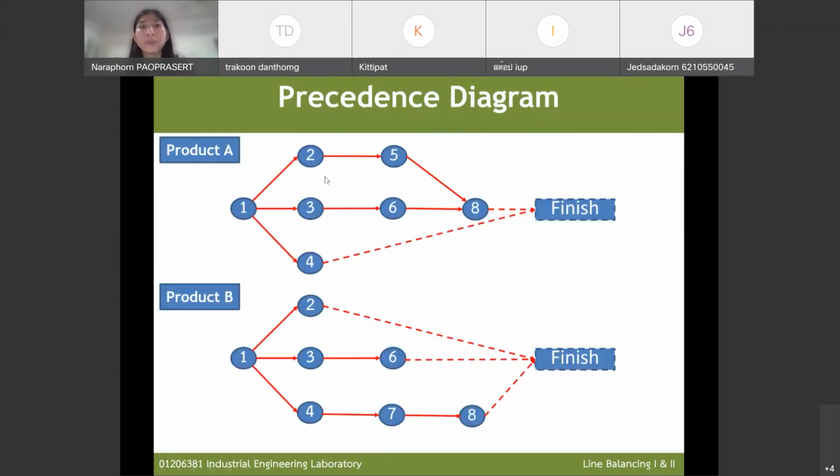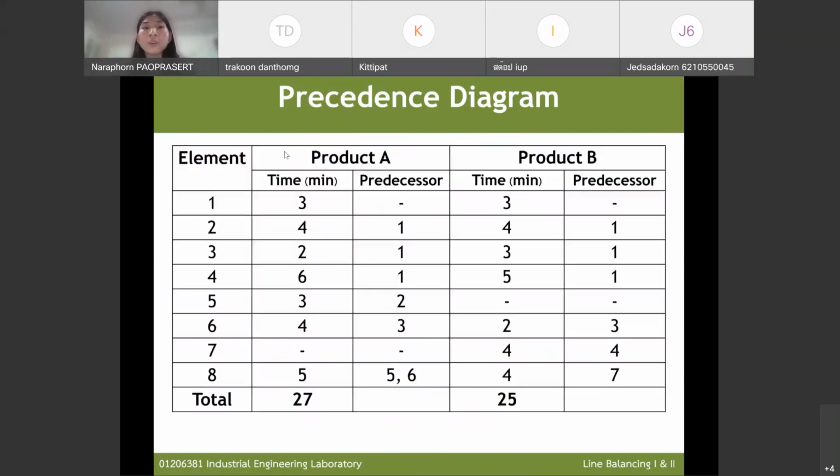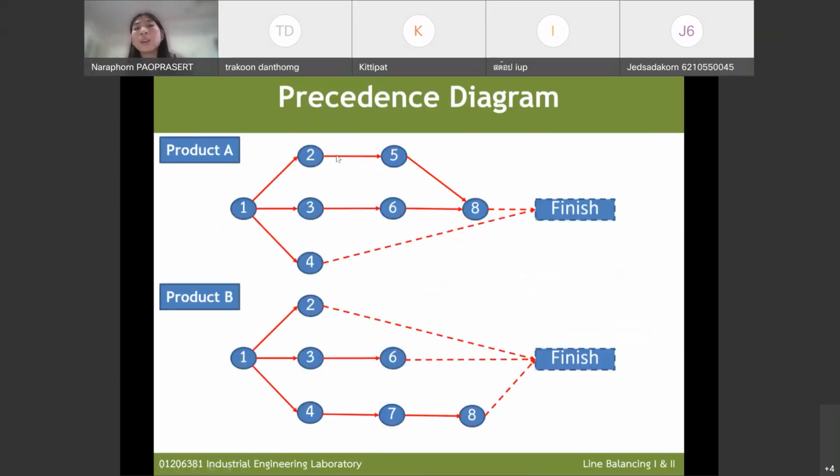So let me just go over it. For example, product A, as mentioned earlier, element 1 can start without waiting for anyone. So you can just start off with number 1 in a circle. This is called a node. So you start off with node number 1. And then you know that 2, 3, and 4 are waiting for 1. So it's going to be 2, 3, and 4 after number 1. So this is the precedence diagram here.